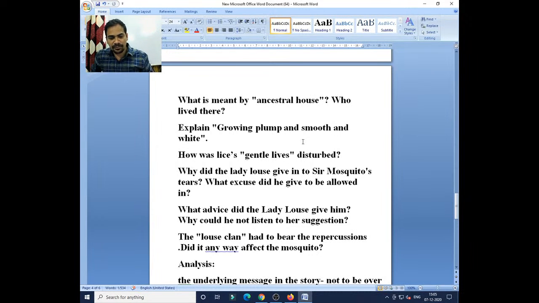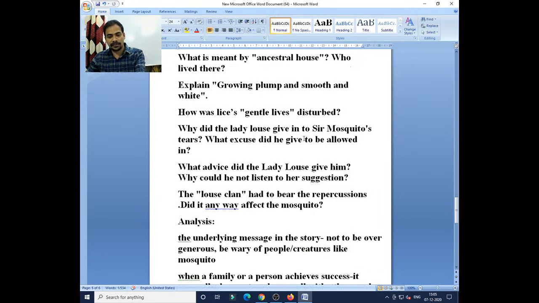Explain growing plump and smooth and white. These all lines you will find in the poem. Plump means they are sucking the blood of the king and they are getting so stout and smooth and their cheek is so white, dazzling. Some sort of brightness coming on their face, the louse and the family members, because they are every day sucking the blood of the king. Okay. How were their gentle lives disturbed, the louse and the other family members, how they were in trouble, how their smooth life was disturbed when the mosquito entered their life.